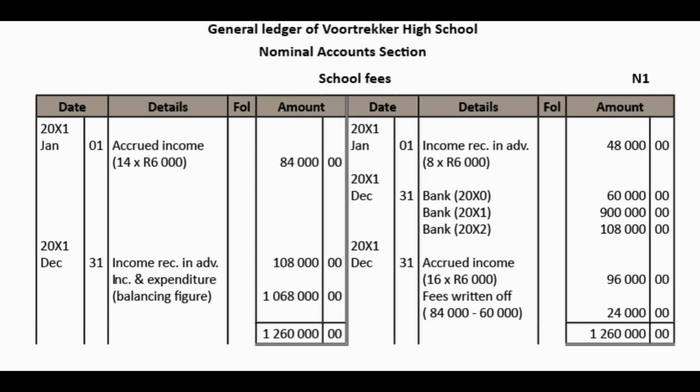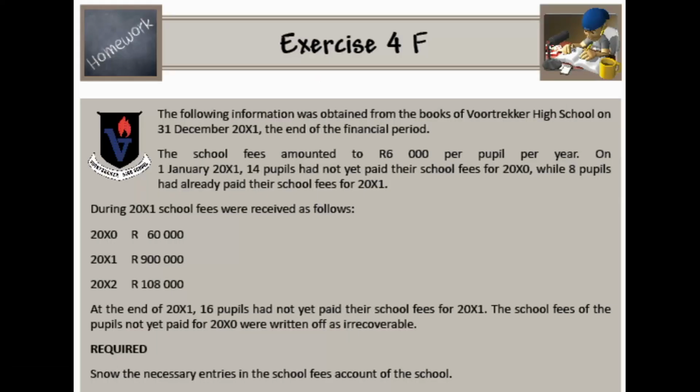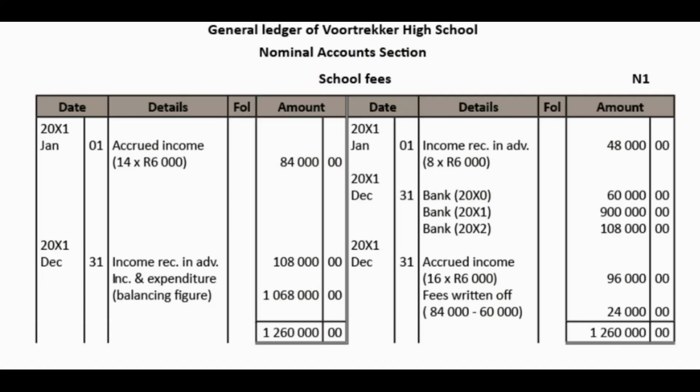Okay, what have we received in advance? Okay, so they give it to you there under during 21 school fees were received. For 22, they give you the amount of 108,000. So that was the school fees that were received for the next year, for 22. So you will have on the debit side of your school fees account, income received in advance debit 108,000 in the school fees account. And you will have on the credit side of income received in advance 108,000.